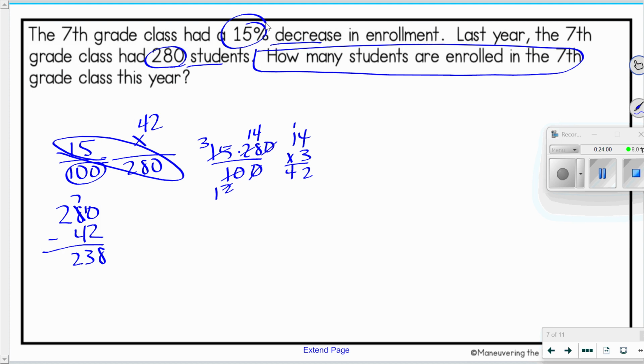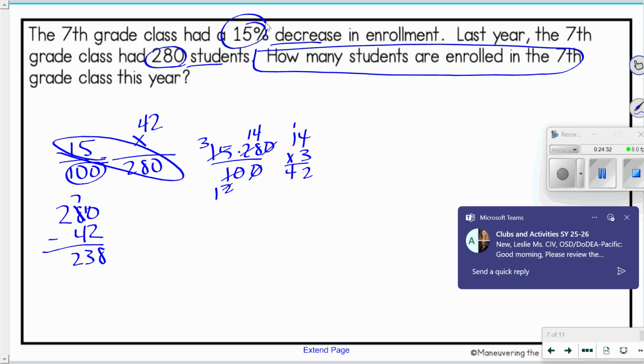Nolan? Because what was the question? How many students are enrolled in the 7th grade? Okay, so are there 42 students enrolled? No. What's that 42 mean then? Percent that drop. That's my percent decrease, right? So if I actually want to find out how many there are, I need to take that number and subtract it from the 280. Make sense?